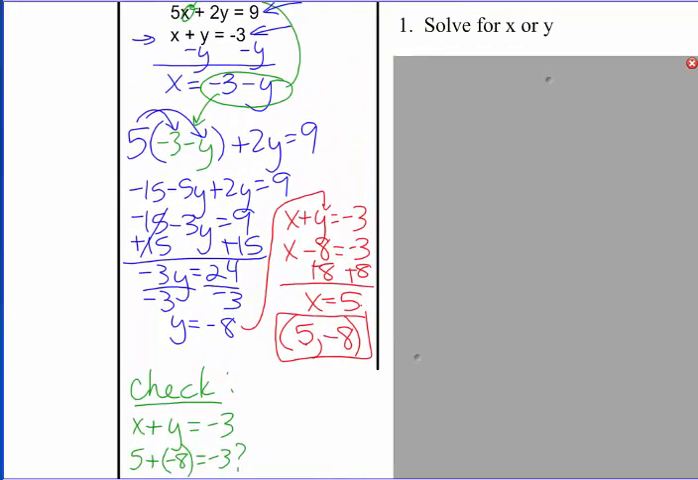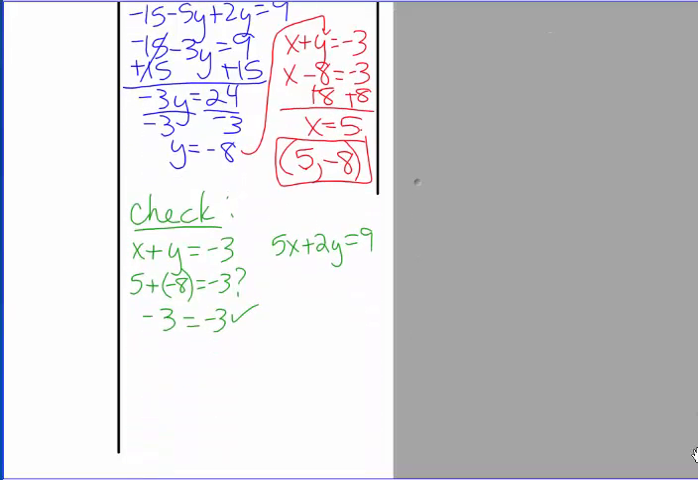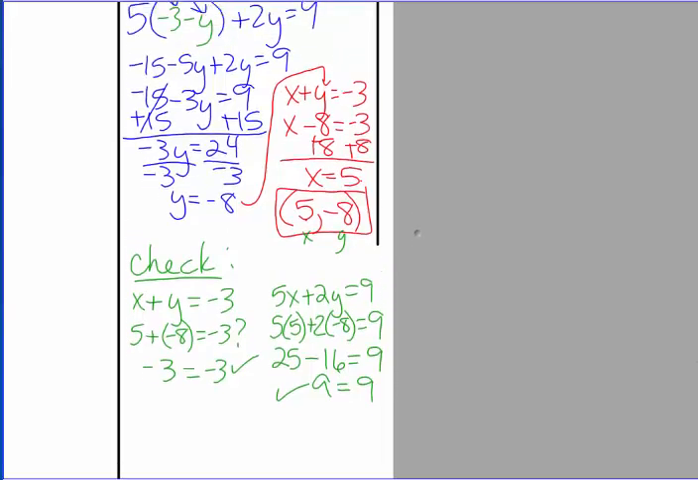So let me get the other equation down here. So that's 5x plus 2y equals 9. So we're going to plug our ordered pair. This is x, this is y. We'll plug it into the equation. 5 times 5 plus 2 times -8. We want to see if that's equal to 9. So that's 25 minus 16 equals 9. So 25 minus 16 is 9. So 9 does equal 9. It did work in both equations, so we do have a correct answer.